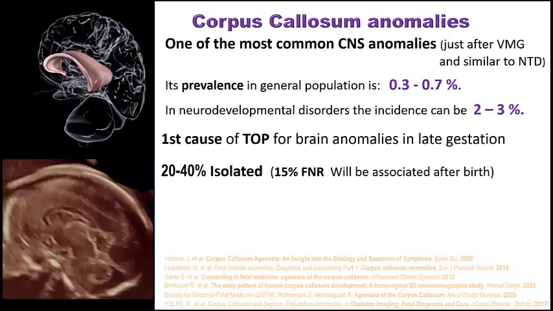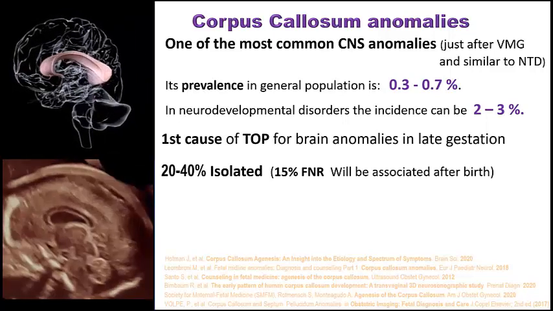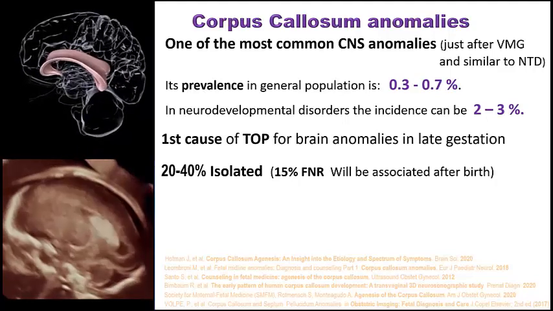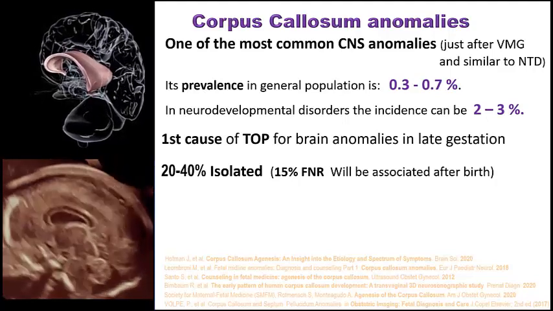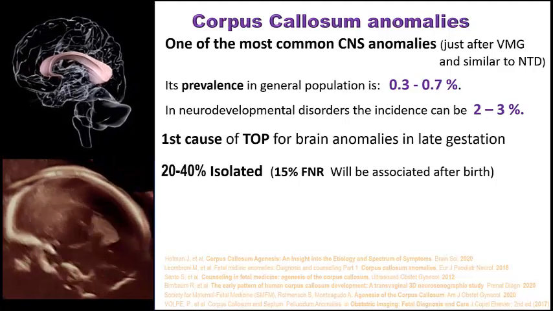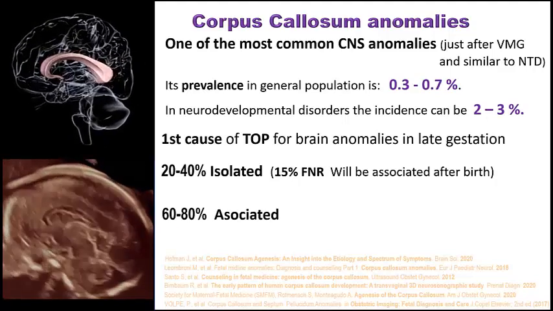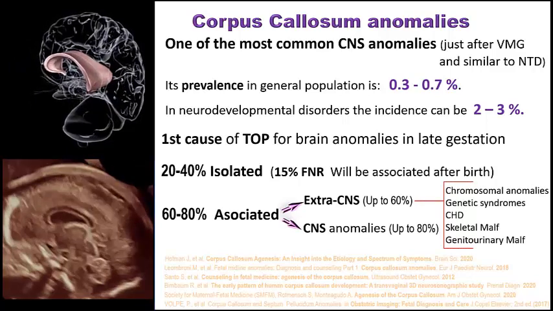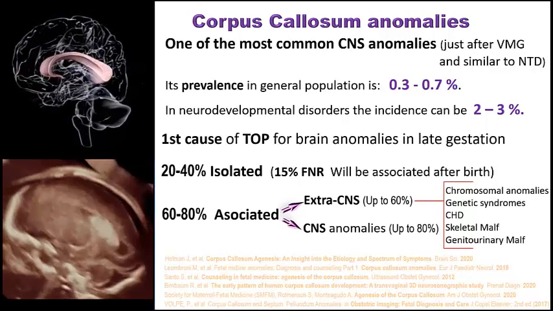Around one-third are isolated, although in 15% of these cases an associated anomaly will be detected after birth, and around two-thirds are associated with other CNS or extra-CNS anomalies that will affect the prognosis.